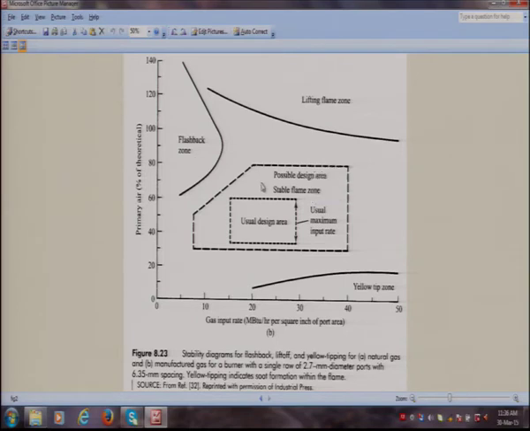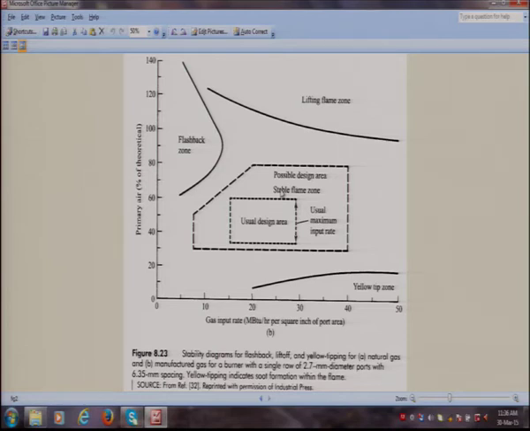Again, if you look at this plot, this is similar to what you have seen in the previous plot, but all the curves have shifted, the zones look a little different, but still you have a flashback zone, you have a lifting flame zone, and you have a yellow tip zone. So burner to burner, the appearance of the curves will change, and you have to locate yourself between these two lines and avoid the flashback zone to get a possible design area, correct. So fundamentally, qualitatively, it's the same thing.